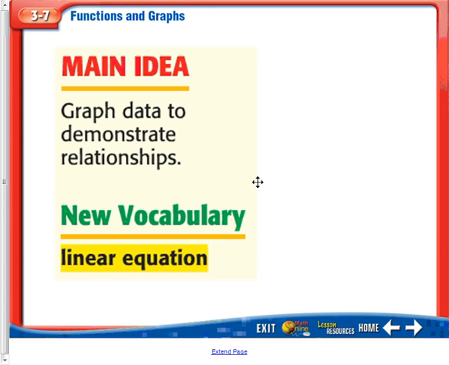In lesson 3-7, we're going to be graphing data to demonstrate relationships. So we're going to start looking at linear equations, which we've already been working with, but the word linear in itself kind of means straight lines. So all the equations that we're working with right now are just straight line equations. We're not going to have any curves or anything like that.